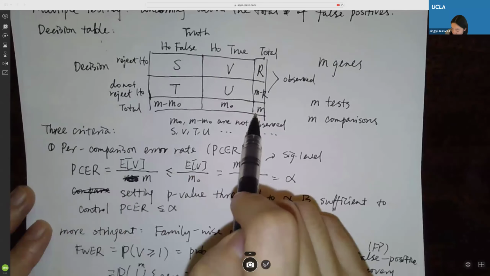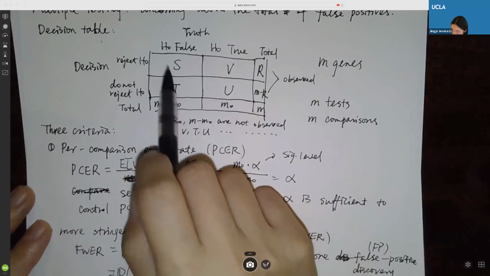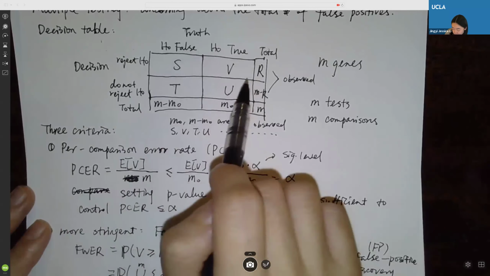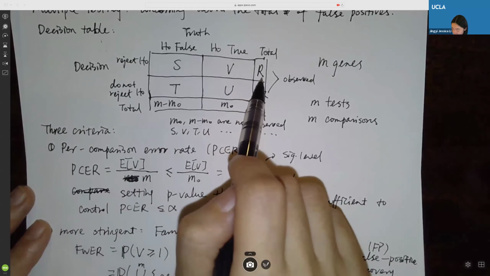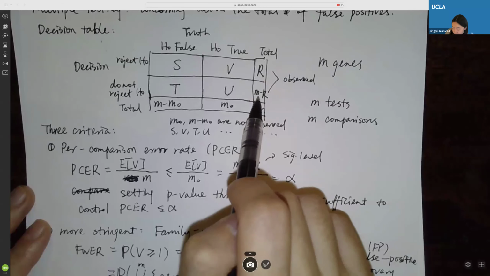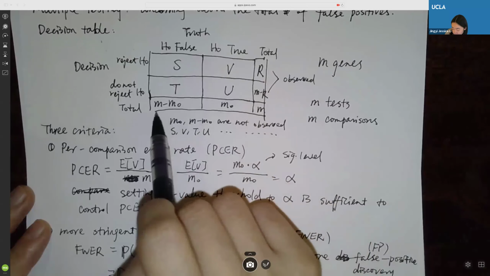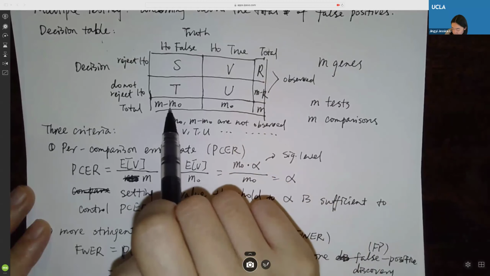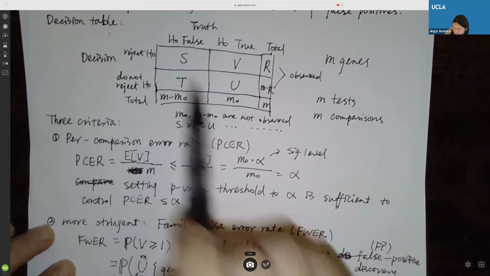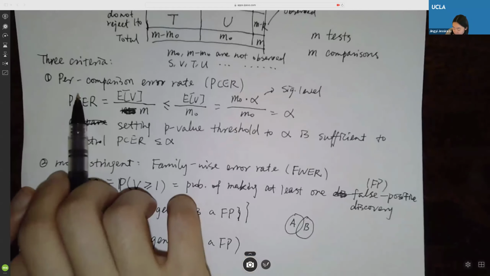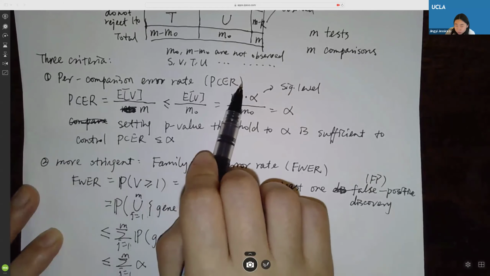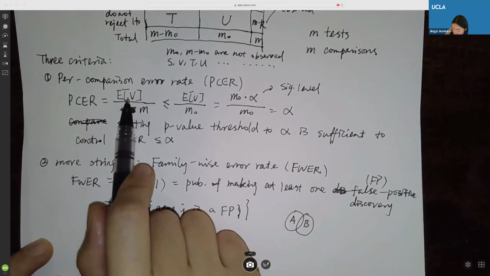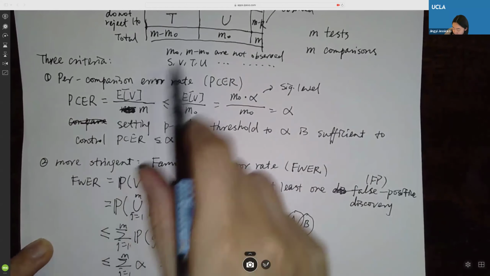Okay. M is the number we know, but all these four entries are not directly observed because we don't know the truth. What we do know is the total number of rejections, and that's R, and M minus R is the number of no rejections. M0 is the number of true non-DE genes, and M minus M0 is the number of true DE genes.